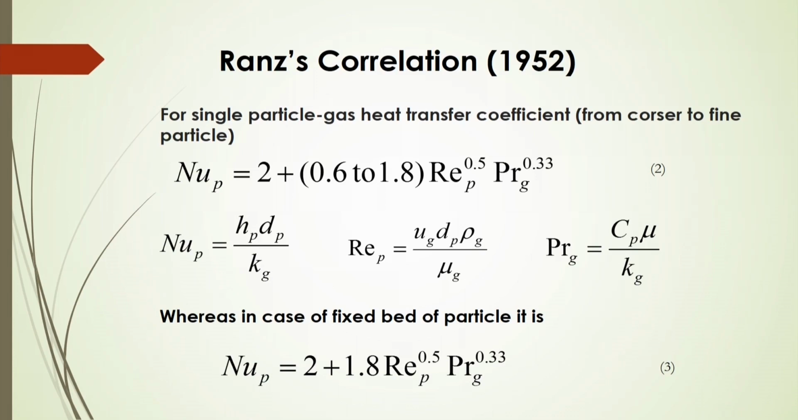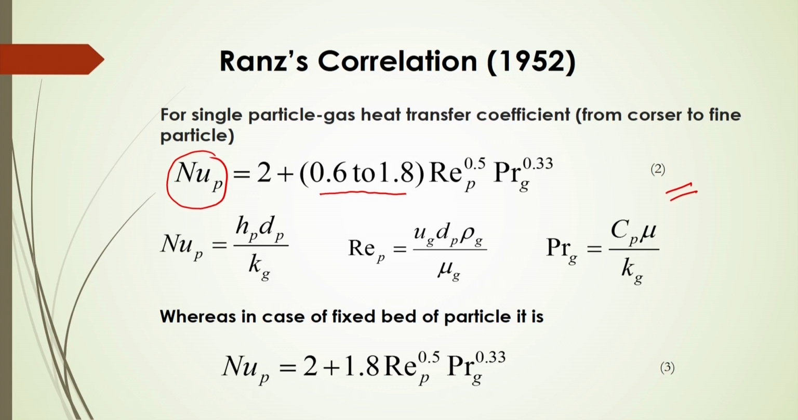Now, for the single particle gas heat transfer coefficient, in 1952 they proposed a correlation from their experimental data, and they observed that the heat transfer coefficient ranges from a certain value to a certain value. They expressed their experimental results by the correlation of equation 2 given here: the Nusselt number of the particle equals 2 plus 0.6 to 1.8 times Rep to the power 0.5 times Prandtl number to the power 0.33.